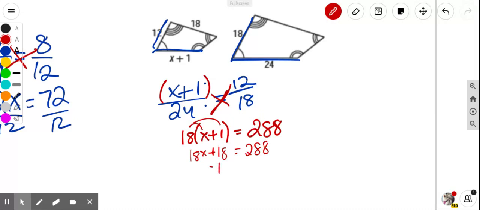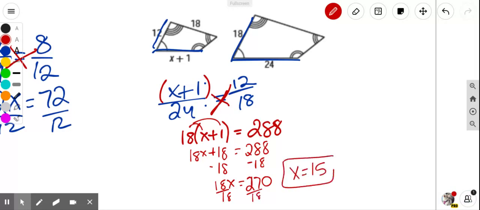So I'm just going to subtract 18. So 288 minus 18 is 270. 270 divided by 18 is 15. So x equals 15. So that's how we use similar figures.